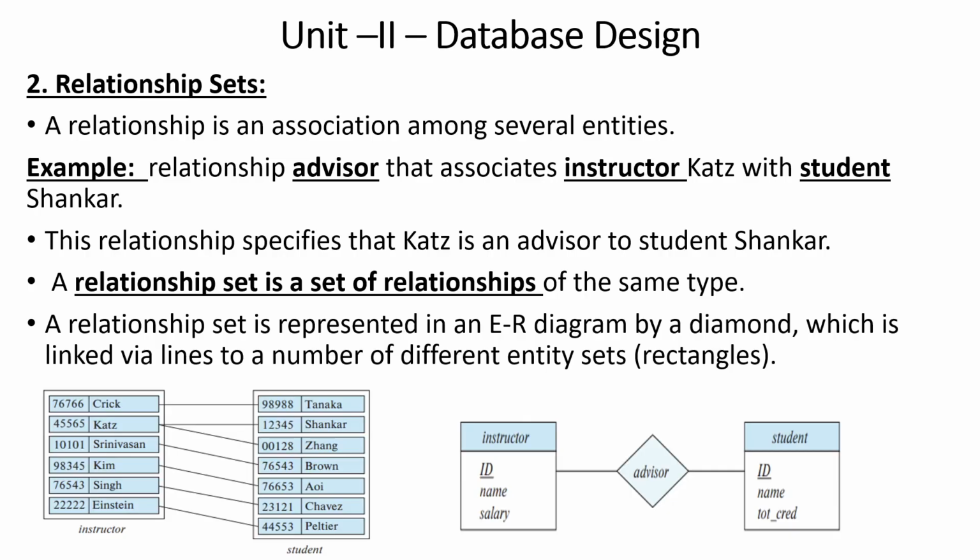Then relationship set defines the association among several entities. For this, I have taken instructor and student entities. By having these two entities, we can define some type of relationship between instructor and student. The advisor is going to be a relationship between the instructor and student entities.